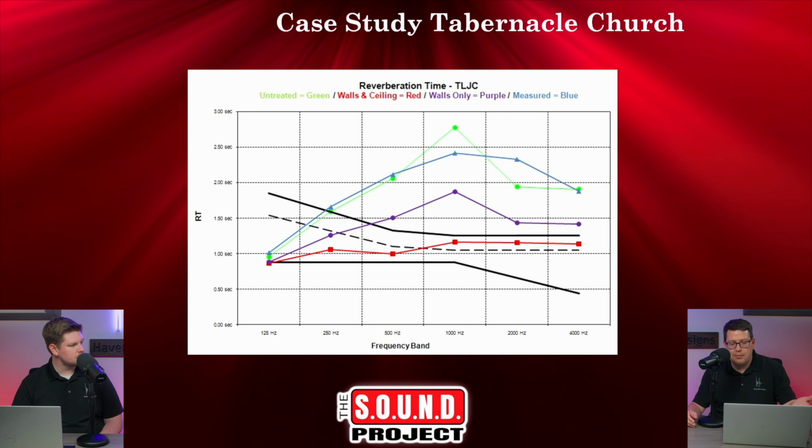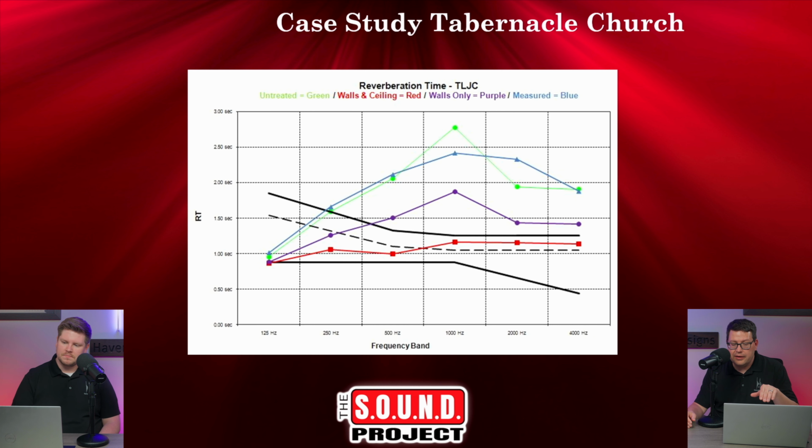Low frequency is not a problem, but you get up to 500 hertz and it's around 2.1 seconds. And then if you go to 1,000 hertz, it ends up being about 2.75 seconds. Yeah. That's chaotic, right? Imagine someone saying something to you and then 2.5 seconds later is when it dies out. Well, by then they're saying something else to you, and it just keeps compounding. So that was the model we created, the green line.